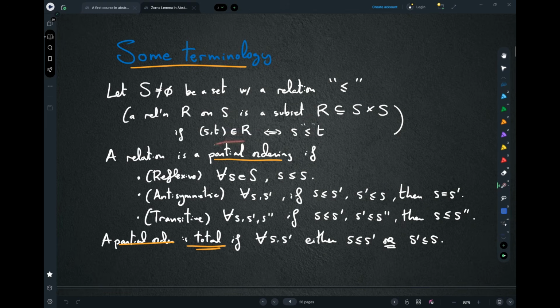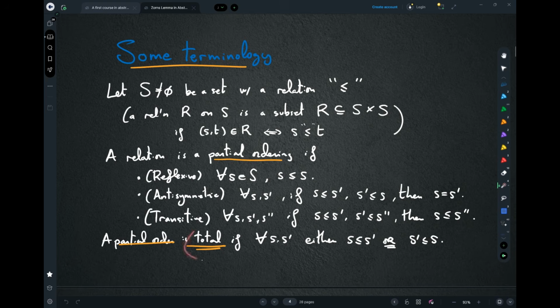Now, a relation is a partial ordering if it is reflexive, so for every element s of S, we have that s is related to itself; if it is antisymmetric, so that means that if s is related to s prime and s prime is related to s, then we must have that s is equal to s prime; and if it is transitive, so that means that if s is related to s prime and s prime is related to s double prime, then s is related to s double prime.